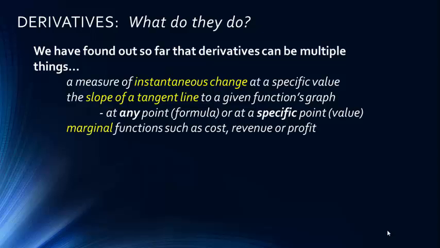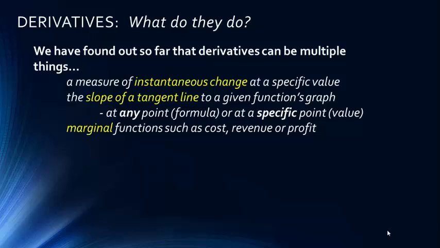We also learned that derivatives tell us marginal functions, such as cost, revenue, or profit. And remember that marginal functions are, if we're looking at cost, it's the cost to produce the next item. If it's the marginal revenue, it's the money we will make, the revenue that will come in for selling the next item.